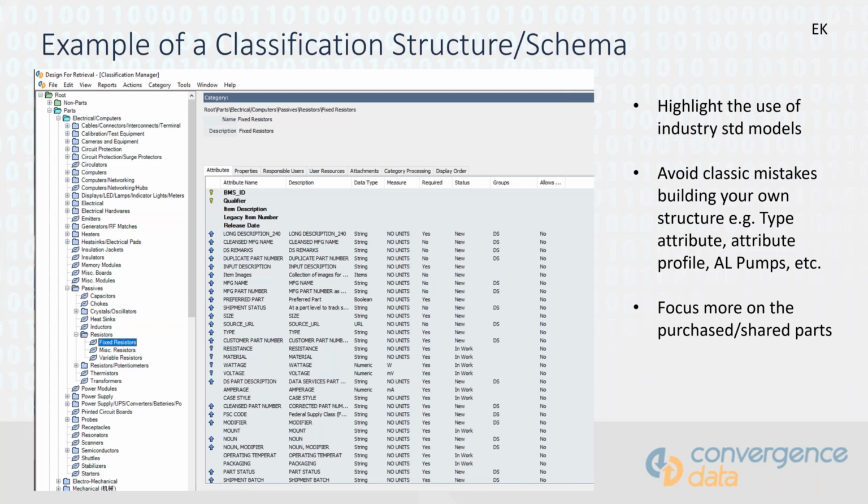And here we have another shot of our DFR. It's actually the thick client, it's a classification manager. This is an example of a classification structure and how that would look in DFR. Something to highlight here would be that we use an industry standard data model to help avoid spending too much time trying to create your own data model. Our team goes through and uses the industry standards to make that more efficient, and then getting that approval process going as well.